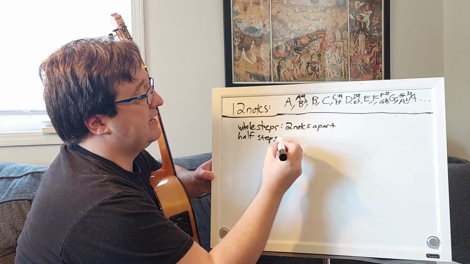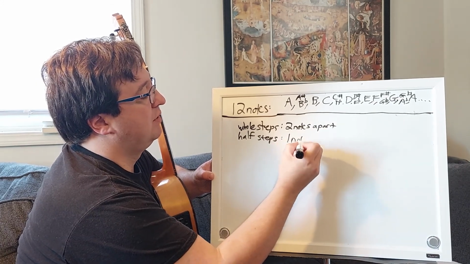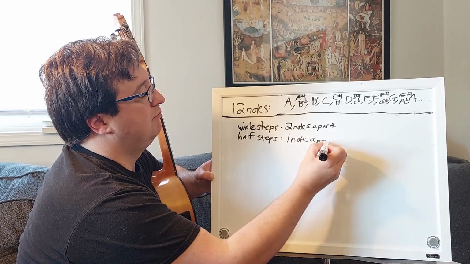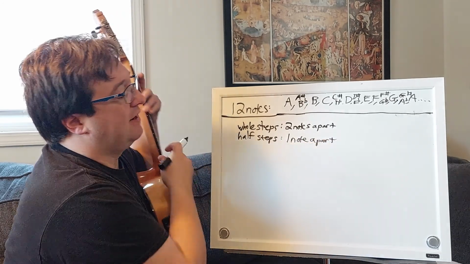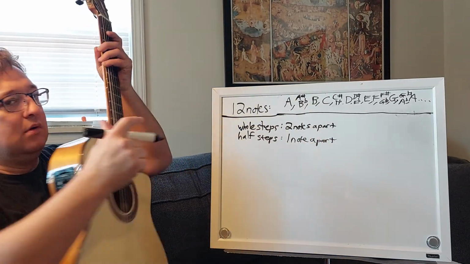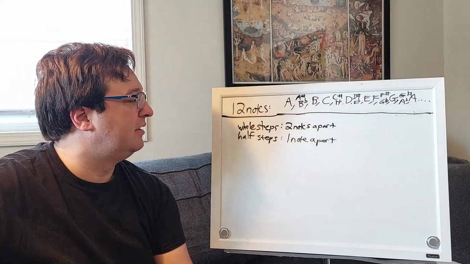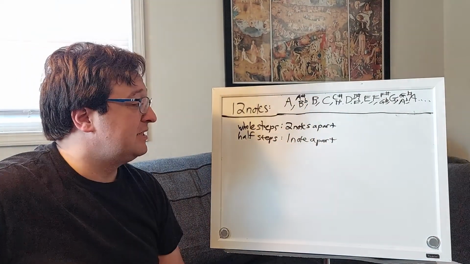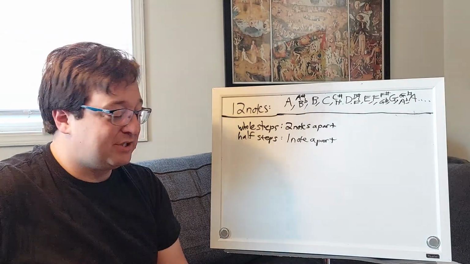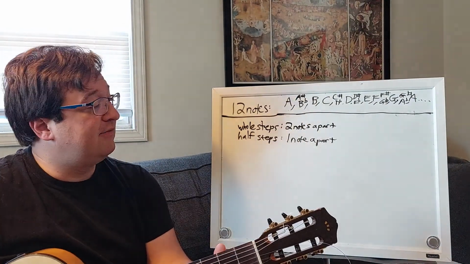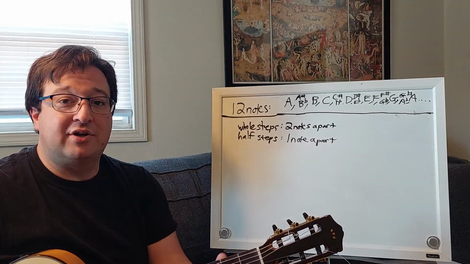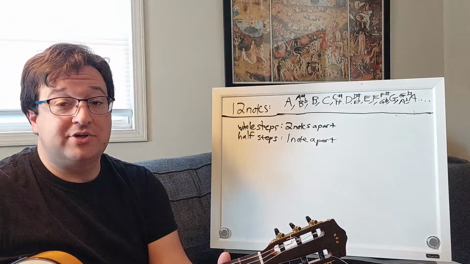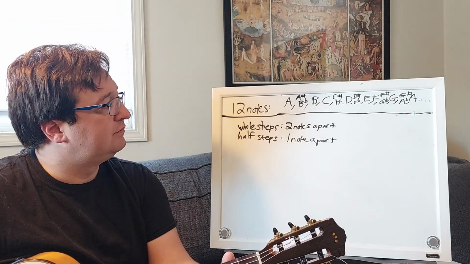Half steps are basically right next to each other, 1 note apart. The Jaws theme is a half step, though I'm not sure what the first note is. I'd have to listen to it again, and I'm not going to do that right now. So just know they're right next to each other. Fur Elise, Beethoven: those notes are a half step apart, and the notes are E and D sharp.